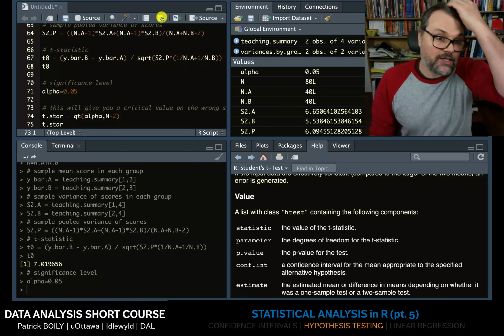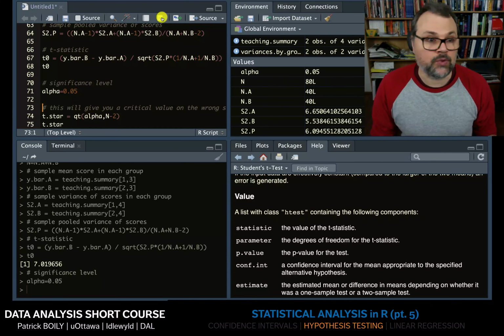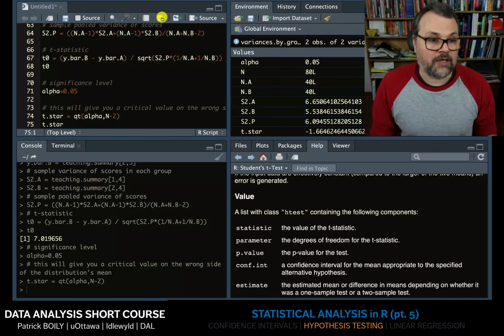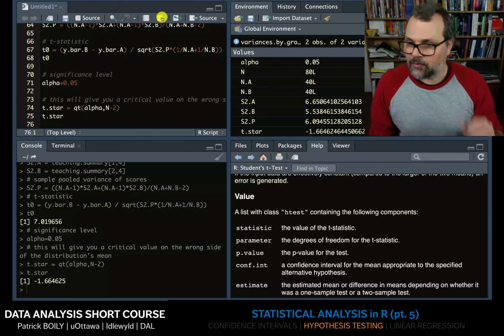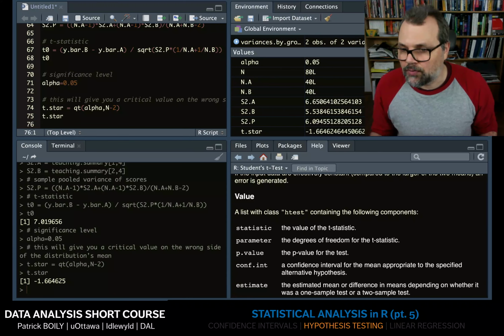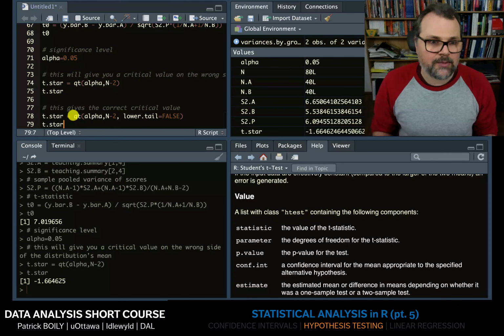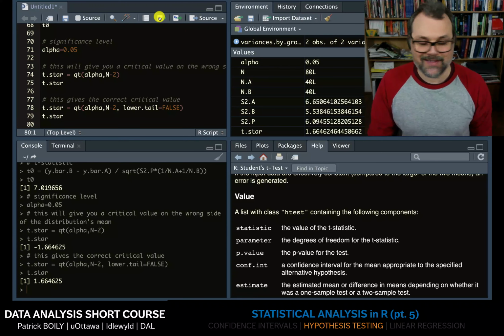I now find the critical value of the t-distribution with 78 degrees of freedom. And if I look at the value here, I get a negative number. This isn't the one I was expecting because I'm testing on the other side. So I can get the actual proper critical value from the t-distribution with 78 degrees of freedom by specifying that I'm not interested in the lower tail value. I'm interested in the upper tail value, 1.66.